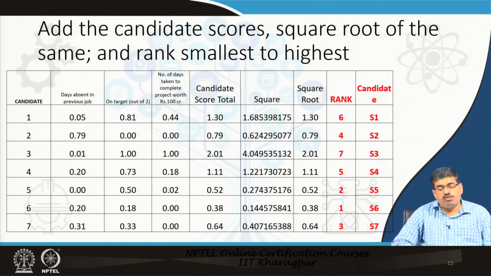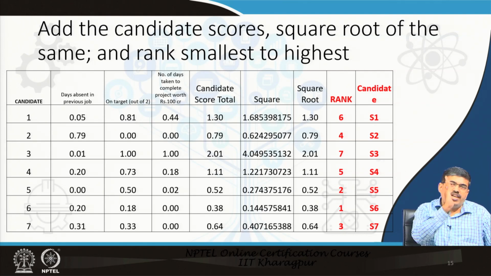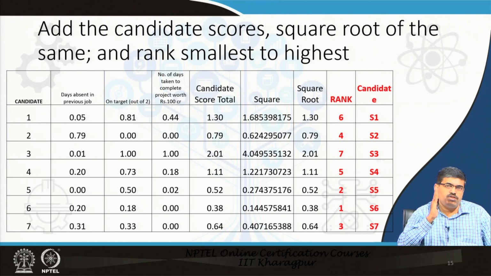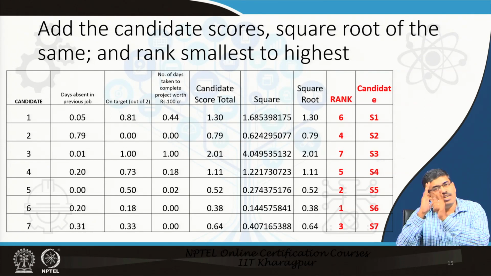Okay. Now, why smallest to highest? What is happening here is that when you are squaring and taking a square root, you are measuring the Euclidean distance. Your ideal value is 1. How far are you from the ideal value? The closer you are to the ideal value, that is better. So, the lowest score is better.